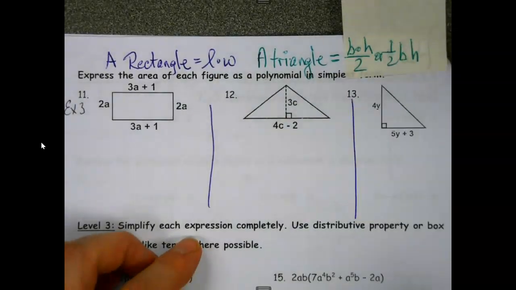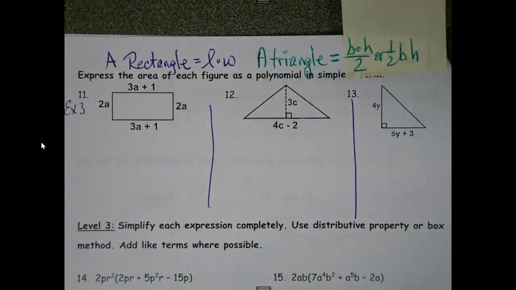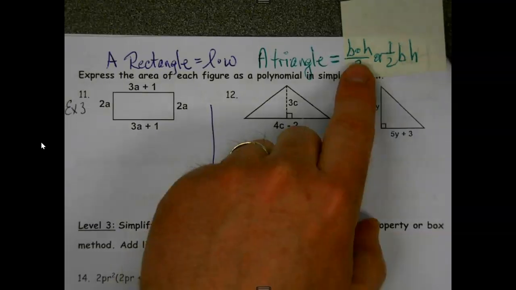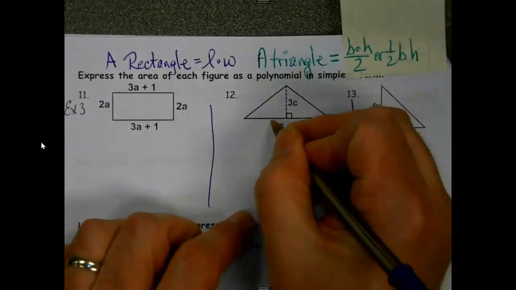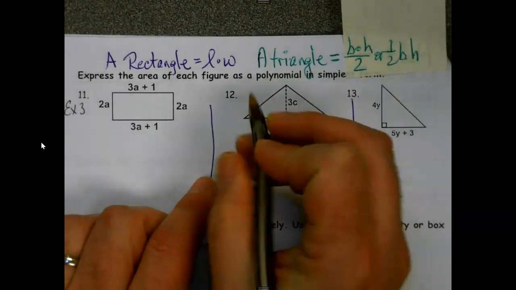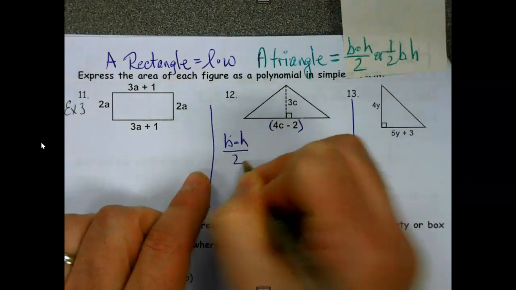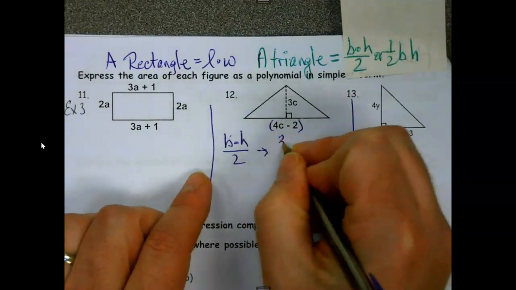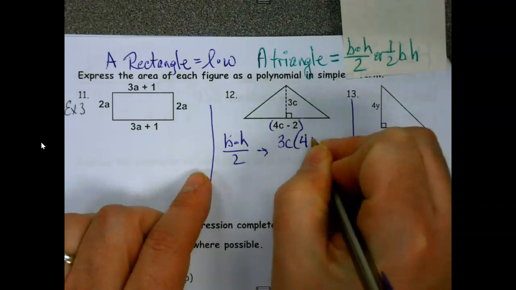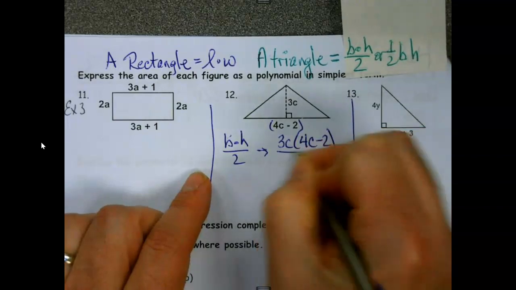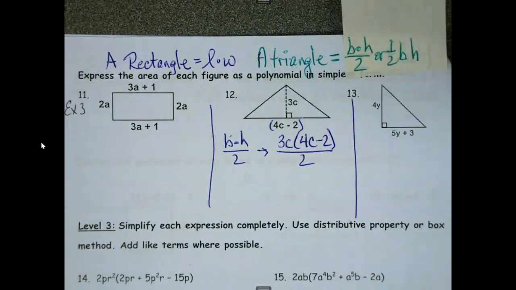I know. So you're like, well, how's this going to work? So here's what I would do. I would do the base times height part first. So if we're going to do base times height divided by 2, so 3c times 4c minus 2. Don't worry about the divided by 2 part yet.